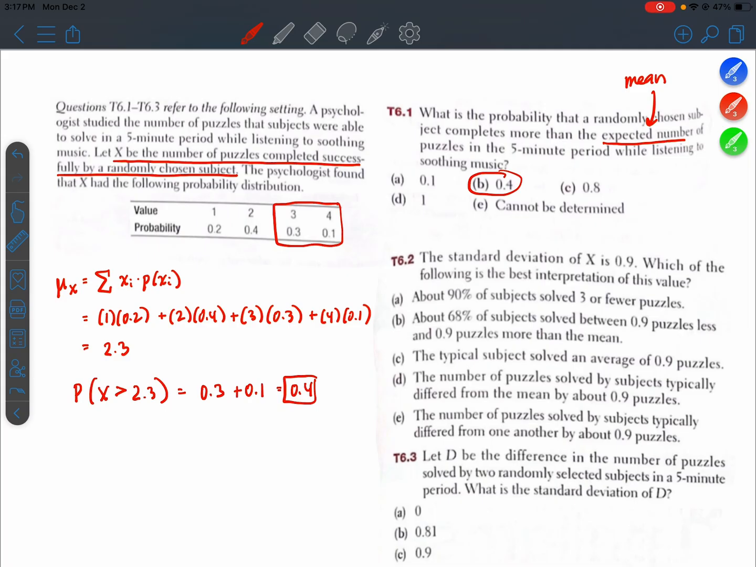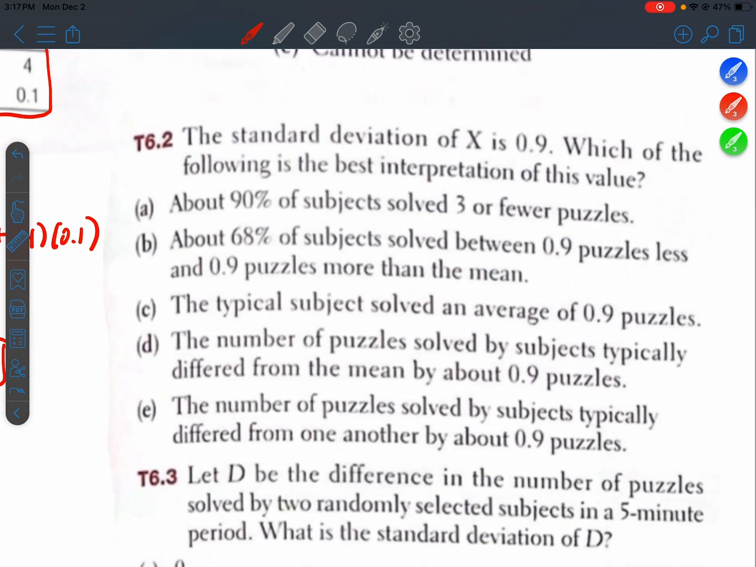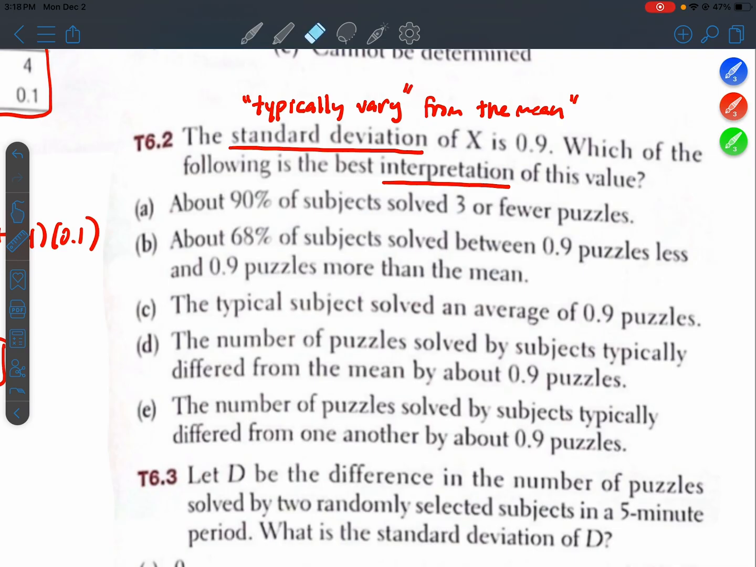Question number 2. The standard deviation of X is 0.9. Which of the following is the best interpretation of this value? When we're talking about interpreting the standard deviation, we want to make sure that we're talking about how values typically vary from the mean. Or maybe we can first just start looking for an answer choice that has the phrase typically varies.